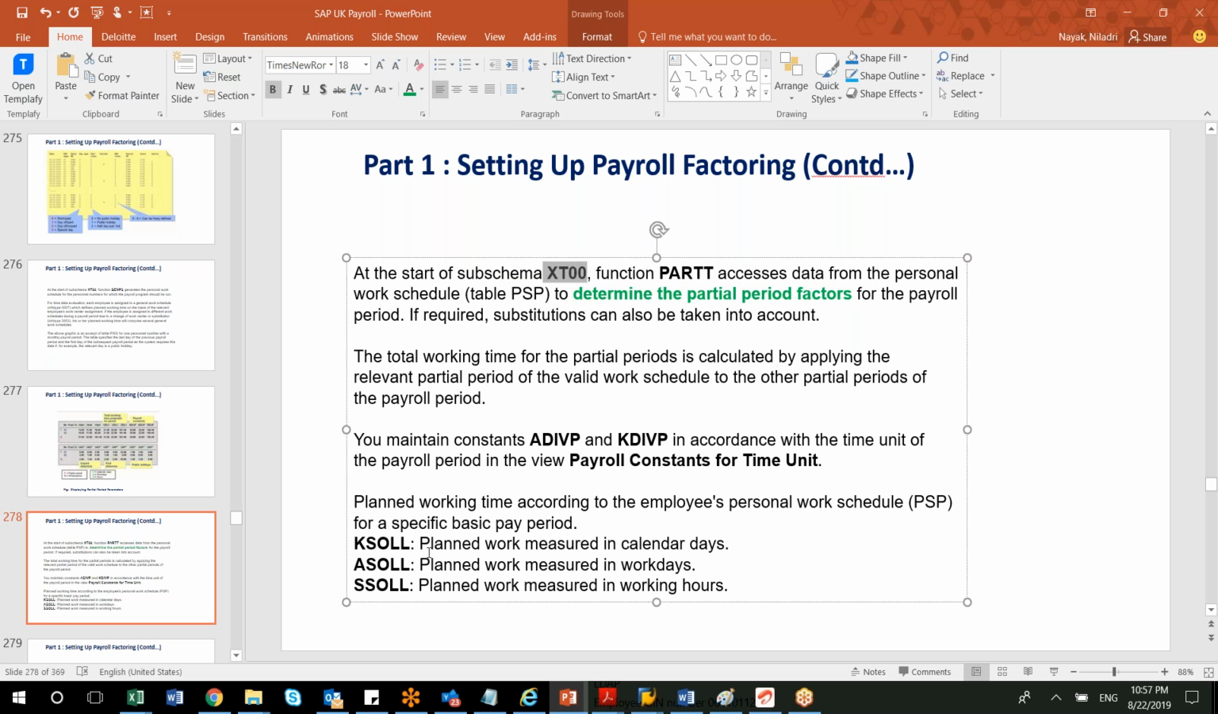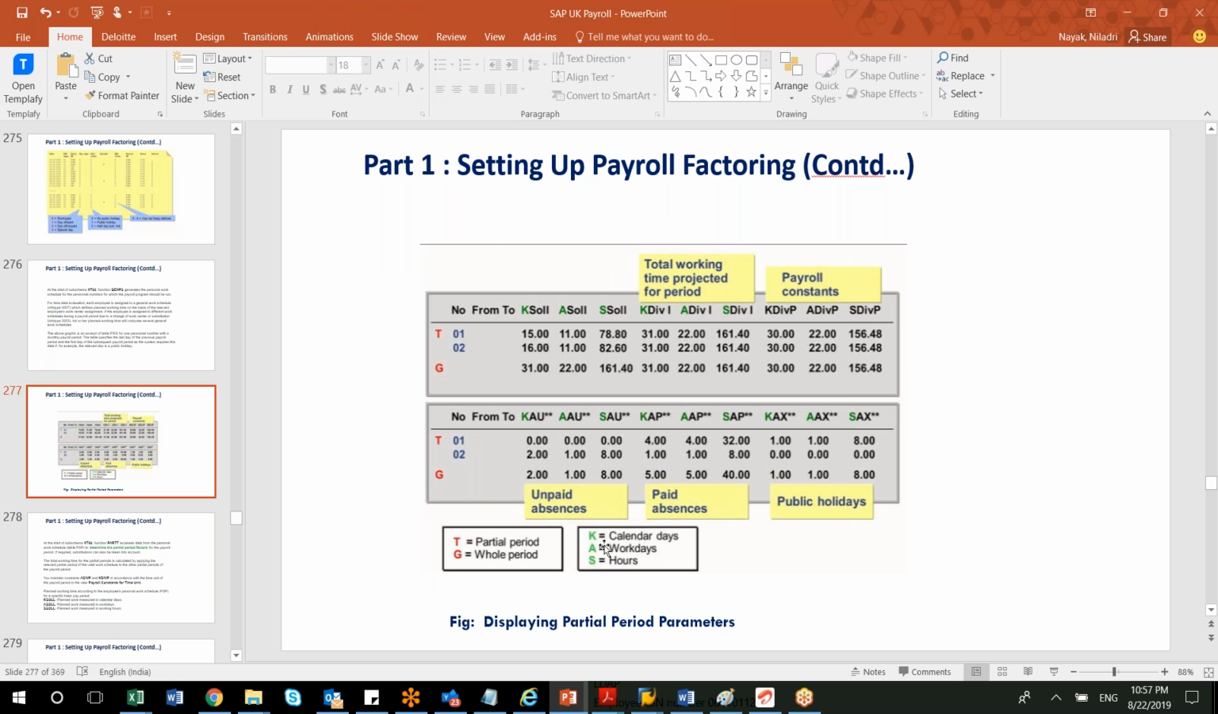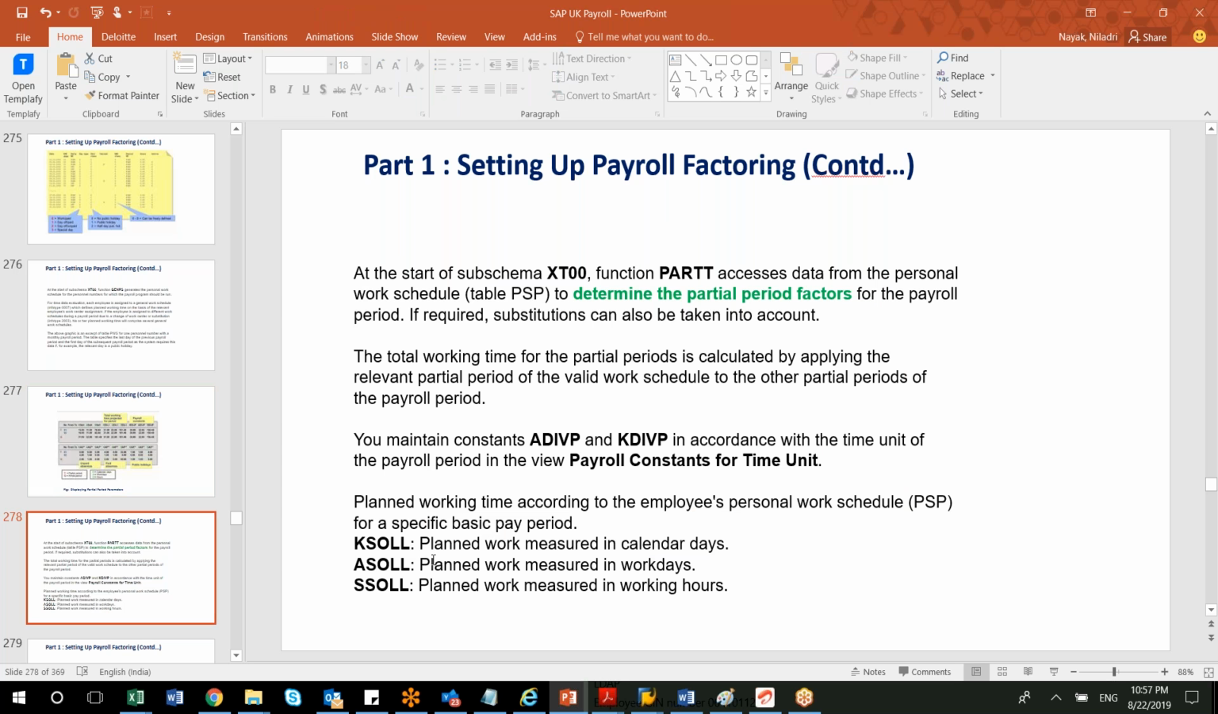Similarly, these are the tables. These tables you don't have to remember. The only thing I suggest is that you remember the first letter, so that it is easy to identify. K means calendar days. It is easy to remember. And AS only you have to remember: A is for working days, S is for number of hours. The KAS. Whenever you get any kind of table, you will be able to see whether these are different payroll constants or time constants.